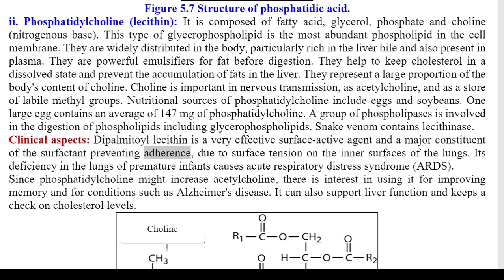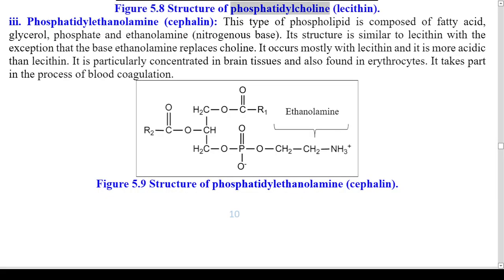the surfactant preventing adherence, due to surface tension, on the inner surfaces of the lungs. Its deficiency in the lungs of premature infants causes acute respiratory distress syndrome, ARDS. Since phosphatidylcholine might increase acetylcholine, there is interest in using it for improving memory and for conditions such as Alzheimer's disease. It can also support liver function and keeps a check on cholesterol levels. Figure 5.8 Structure of phosphatidylcholine, lecithin.